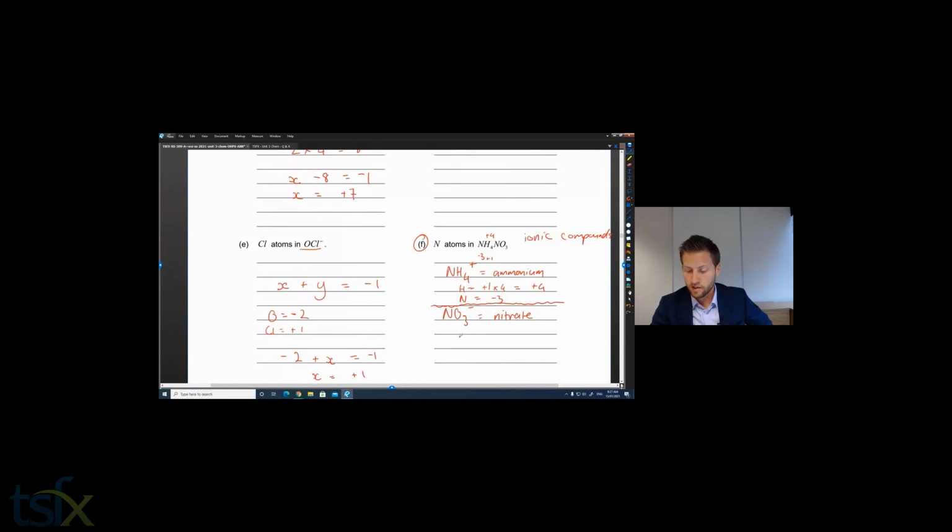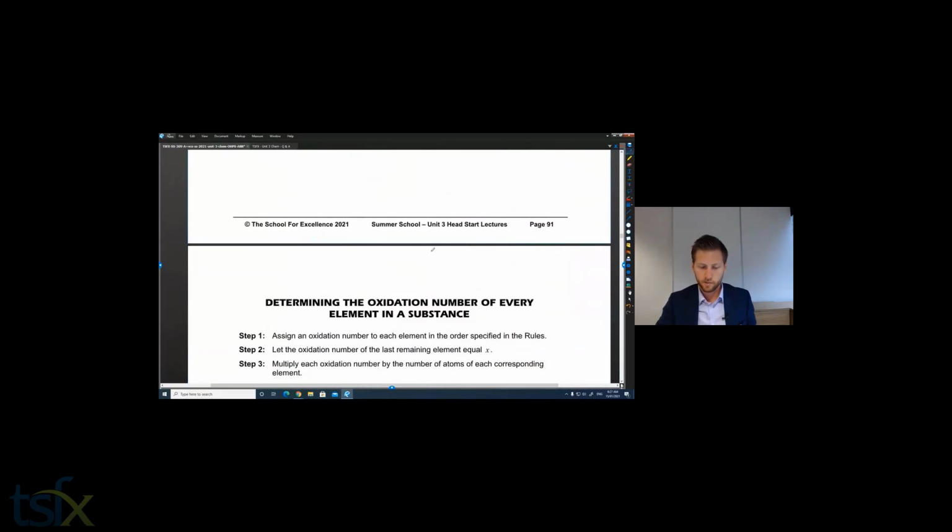And then nitrate over here, we've got oxygen. So O equals -2 times 3, which equals -6. And therefore, nitrogen is going to equal -6 plus x equals -1. What's that going to be? +5, isn't it? So +5 and -3. So we should be able to do those.